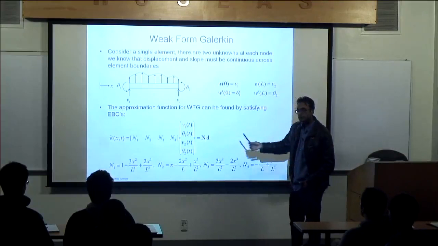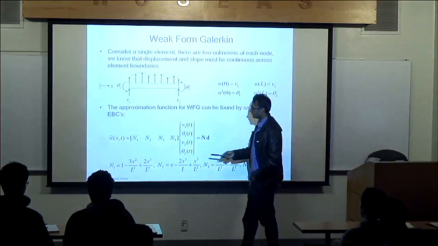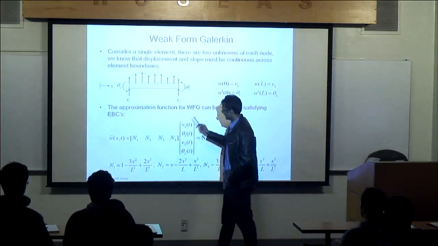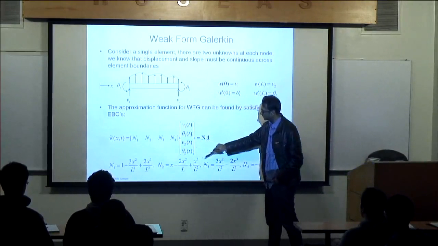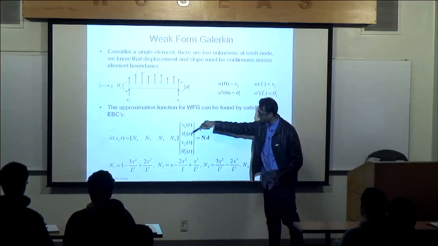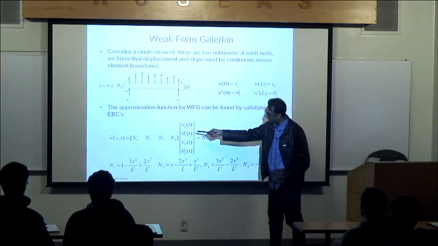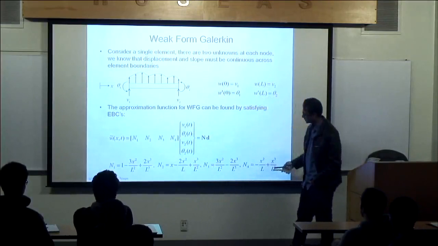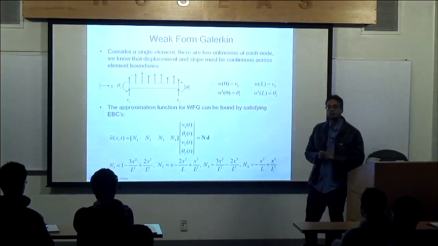The approximation function I'll select will look like this: N1, N2, N3, N4, times V1, theta 1, V2, theta 2. N times d gives me the approximation function, that multiplication, where the N's are given by this shape function. These are the Hermitian cubic polynomials.